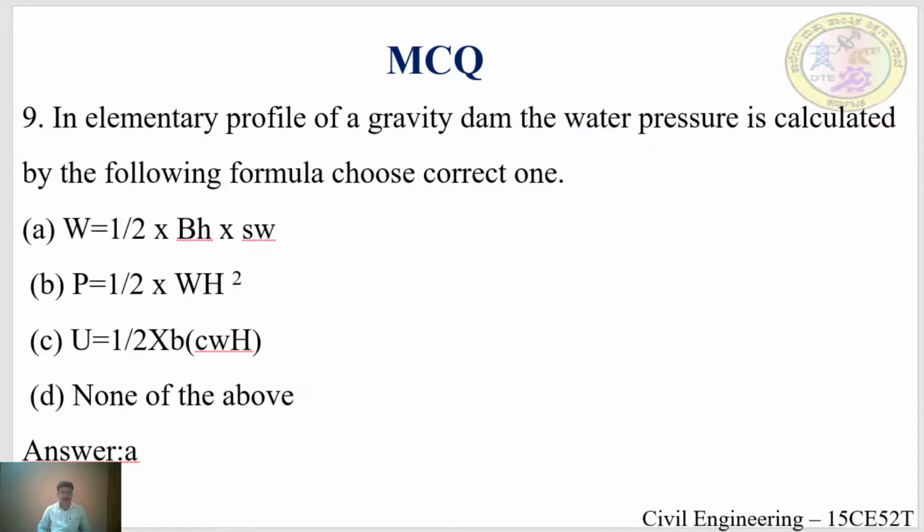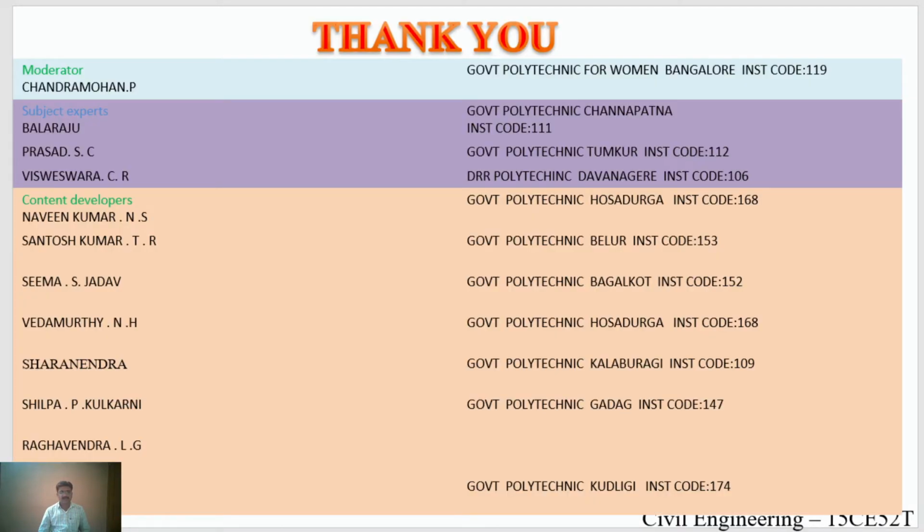Answer is A. I have shown this formula and discussed it while explaining the elementary profile of the gravity dam also. That is our correct answer, A. That is W is equal to half into B into H into S into W. Thank you.